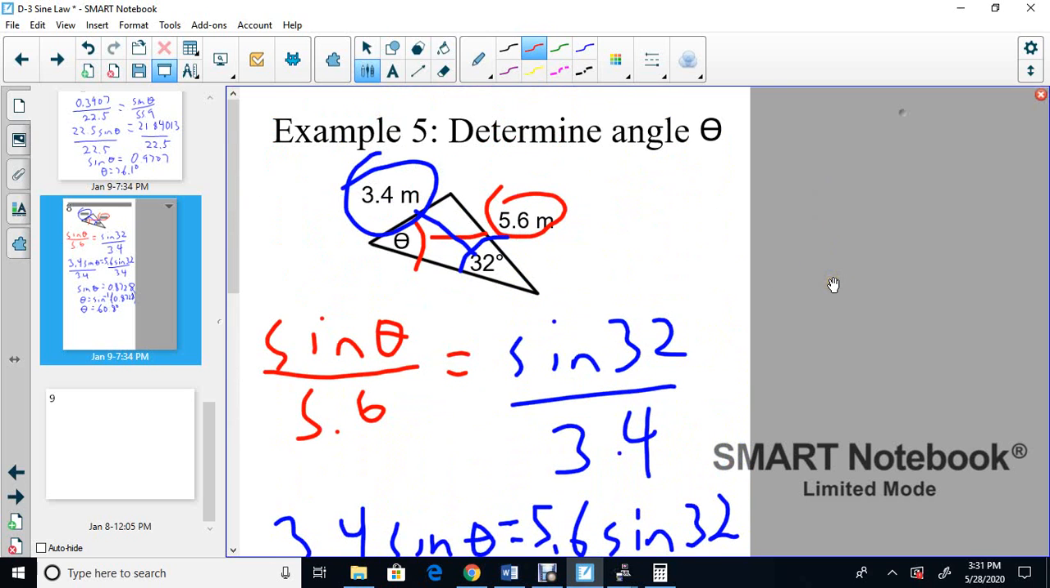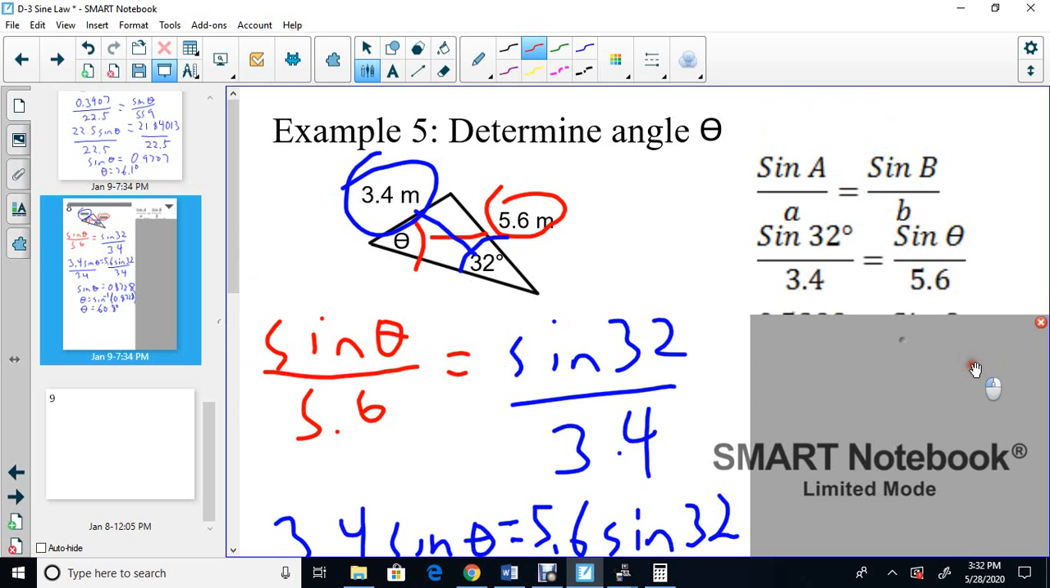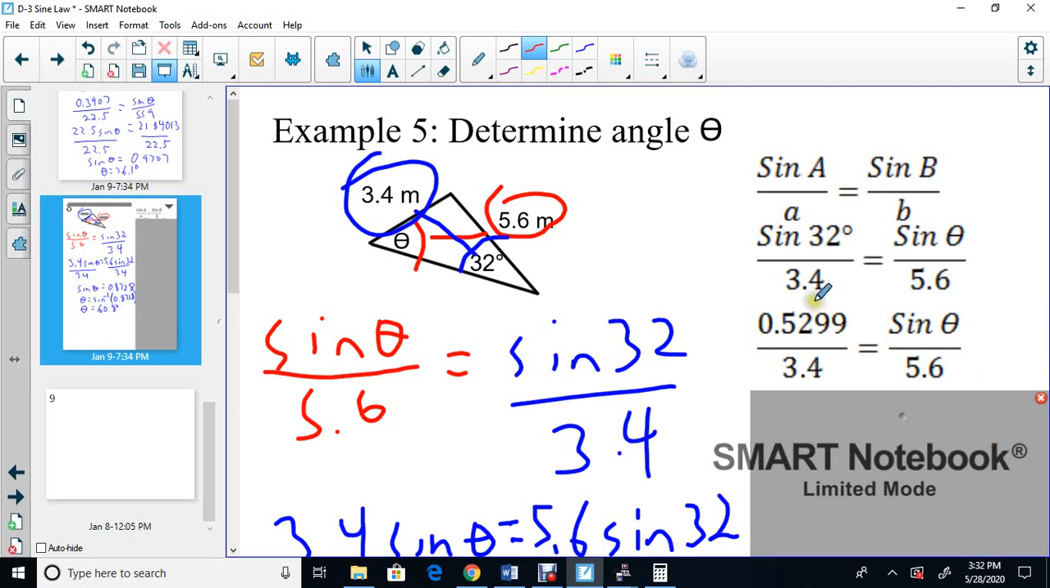At the end, I might just go through what you have to do, but I think it's pretty clear. So over here, let's take a look. So you've got sine A over A. I don't write it. See, I didn't write it. I took a shortcut. Sine of 32 over 3.4. Doesn't matter which way you write it. Here, I put the sine of 32 in the calculator, and I put it here.